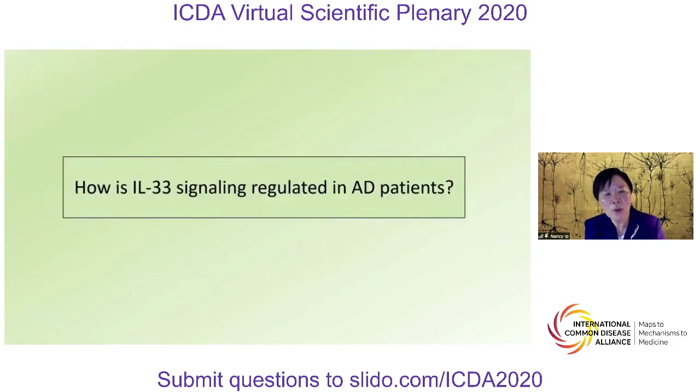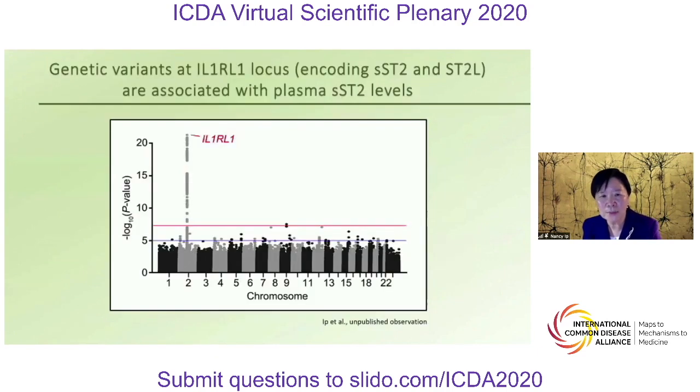So we are interested to know how IL-33 signaling is regulated in AD patients. I mentioned earlier in the talk that the level of soluble ST2 in the plasma of AD patients is actually increased. So we have data from this Chinese cohort. We subsequently performed whole genome sequencing and GWAS analysis using this particular cohort. And we show that the regulation of soluble ST2 is actually contributed by a genetic component, as I show in this figure.